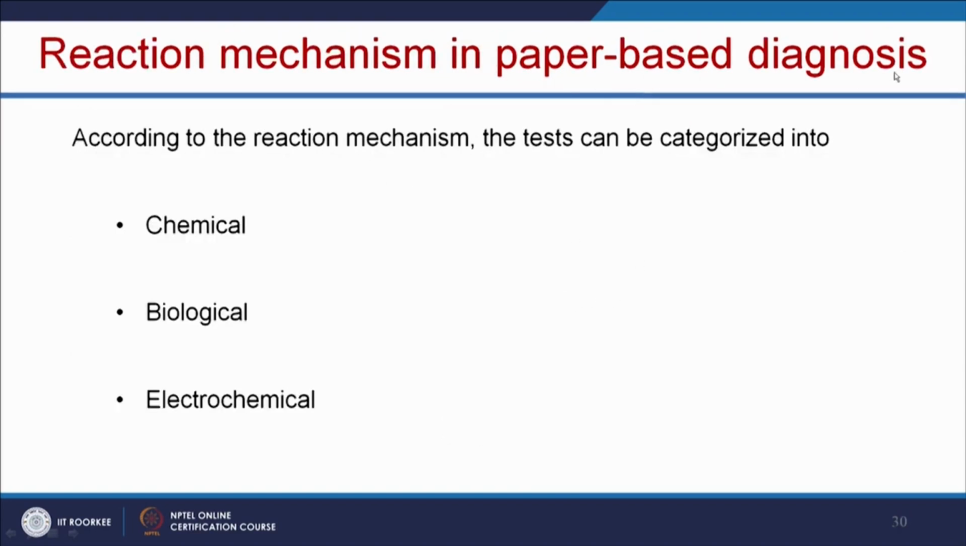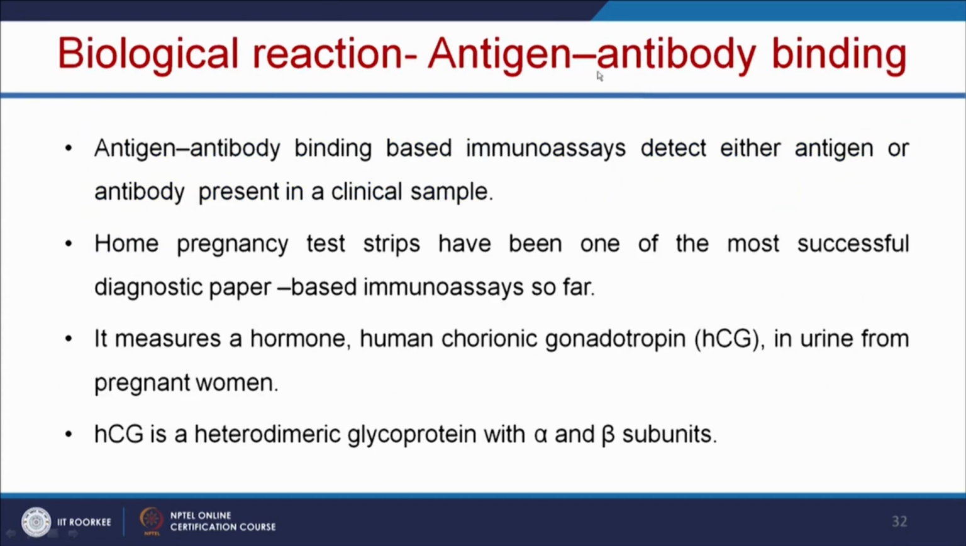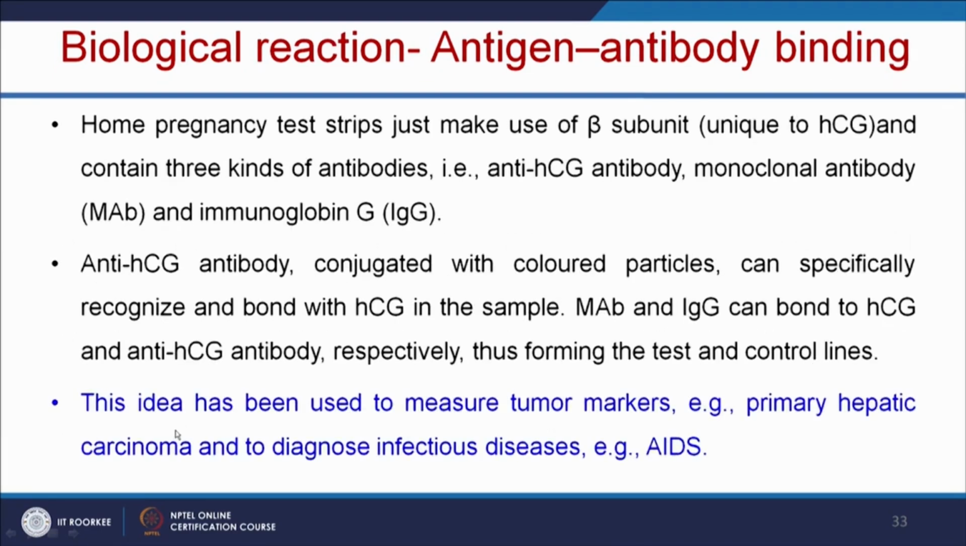And paper based diagnosis is also categorized based on the reaction. It can be categorized into chemical, biological and electrochemical. Most chemical reactions with a color change can be achieved on paper, such as acid alkali reaction, precipitation reaction and redox reaction, which I already explained to you with the example of pH test strips. The next one is the biological reaction, the antigen antibody reaction. The example is the home pregnancy test kit where the antigen antibody reaction happens. The same idea could be useful for measuring tumor markers as well as for diagnosing various infectious diseases.